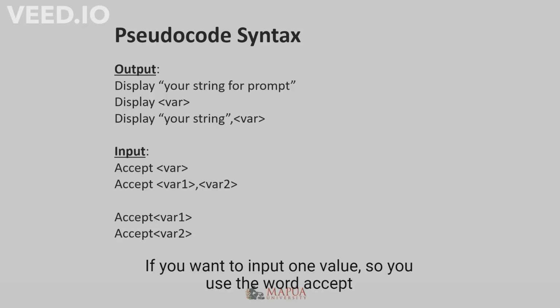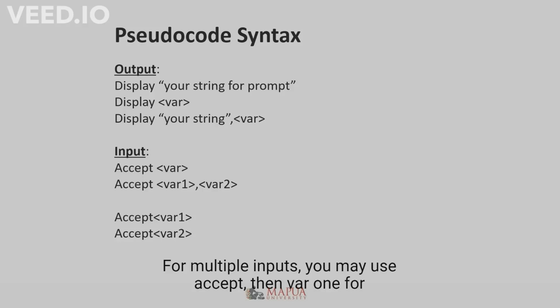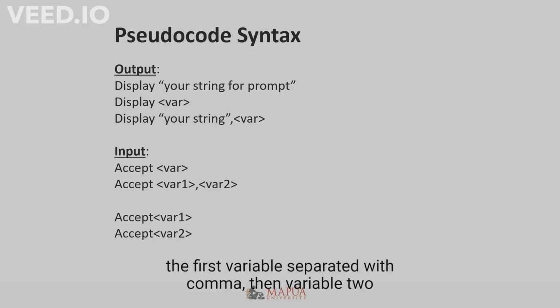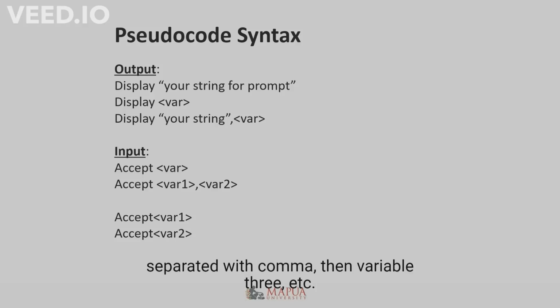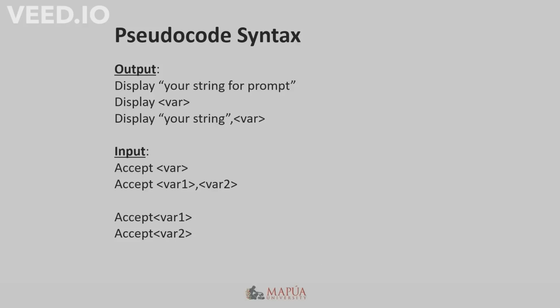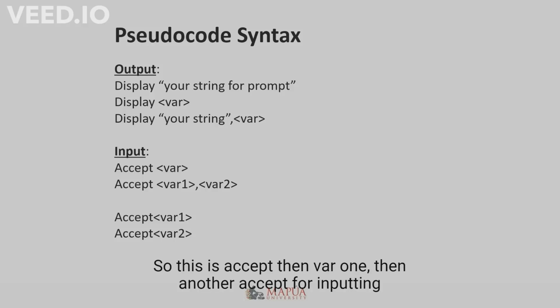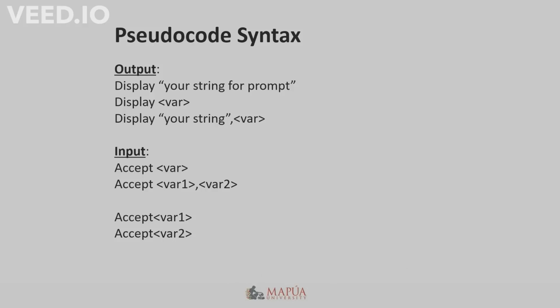For the input, if you want to input one value, you use the word accept and then the variable. For multiple inputs, you may use accept, then var1 for the first variable, separate it with comma, then var2, separate it with comma, then var3, etc. Or you may also use multiple accepts with a single variable each. So this is accept, then var1, then another accept for inputting the next variable, var2.